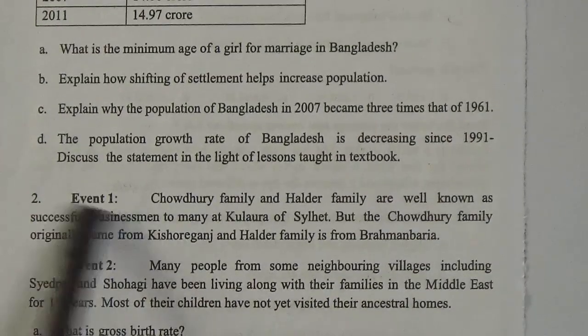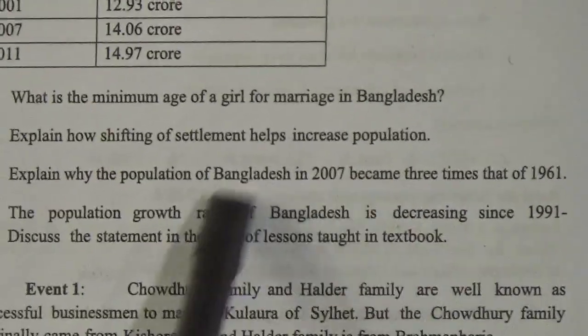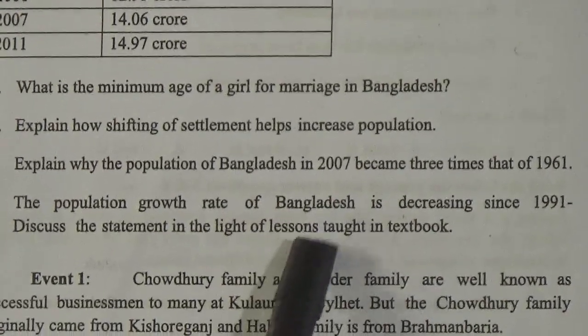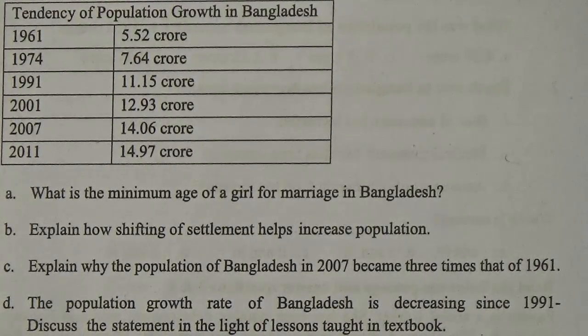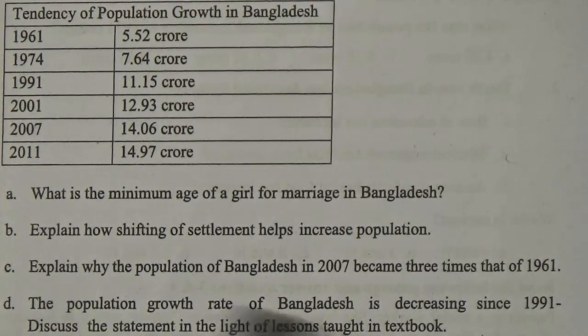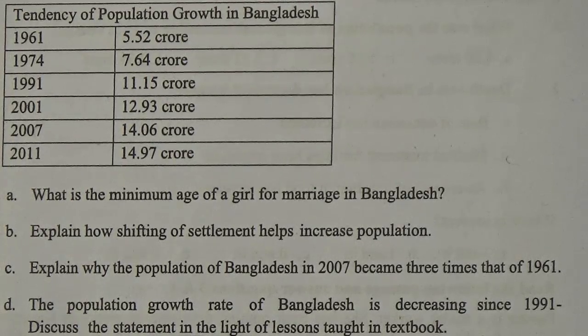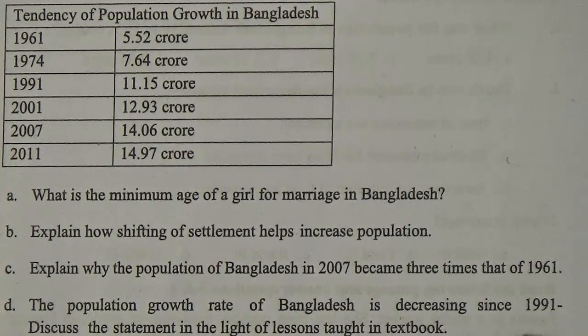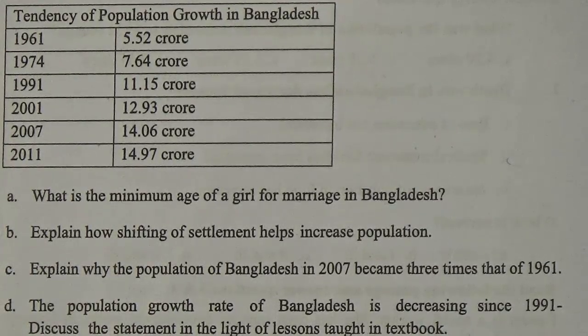Okay. So my dear students, come to question number D. The population growth rate of Bangladesh is decreasing since 1991. Discuss the statement in the light of lessons taught in the textbook. We have learned lots of lessons related to this part in our textbook, so we have to discuss this statement in light of our textbook. That means from 1991 the population growth is decreasing.